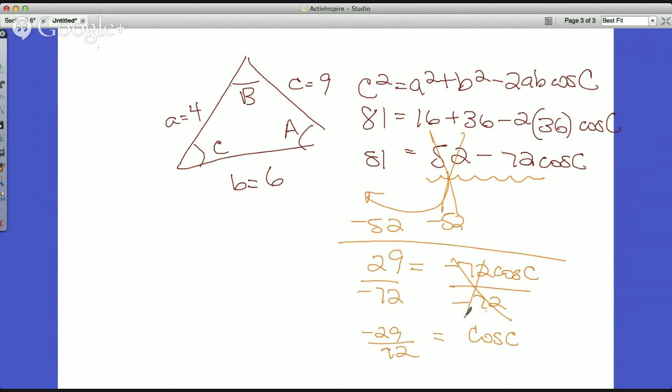Bingo. And this is where we were, Alex, right? So we have to do the inverse cosine of that, like B said. So when we do cosine inverse of both sides, I'll get C by itself. So angle C equals cosine inverse of negative 29 over 72. And when you did that, what did you get for angle C?